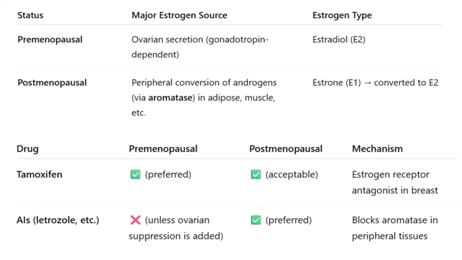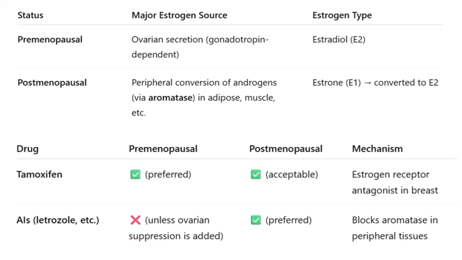Why tamoxifen is useful in both, but especially in premenopausal women. Tamoxifen is a selective estrogen receptor modulator, SERM. It blocks estrogen receptors in the breast, but has partial agonist effects in bone and endometrium. In premenopausal women, it is highly effective because it does not interfere with ovarian estrogen production, but still blocks estrogen's proliferative effects in breast tissue. It's safe to use alone without needing to suppress ovarian function.